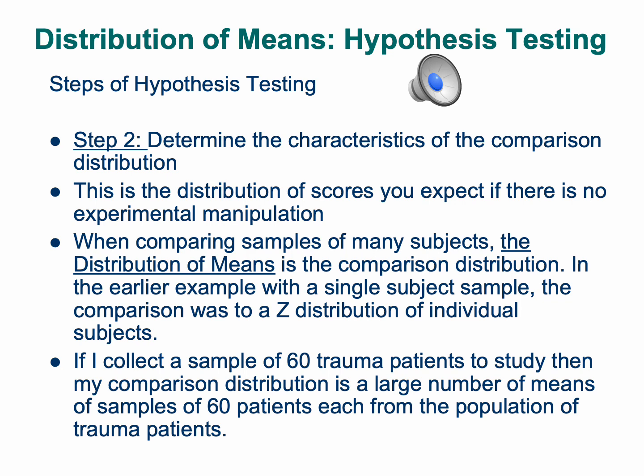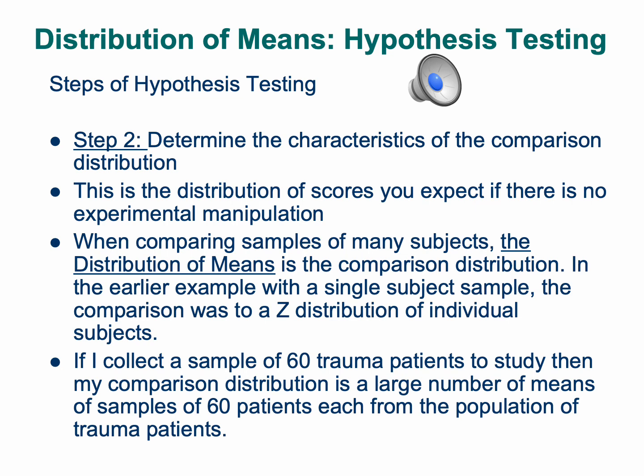Okay, step 2 of hypothesis testing, same as it was before, but now it's going to be tailored to the situation where we're going to be sampling. Step 2 is determine the characteristics of the comparison distribution. This is the distribution of scores you expect if there's no experimental manipulation. So this is essentially the distribution of the control condition. Where there's no experimental manipulation, what do you expect the variability to be?